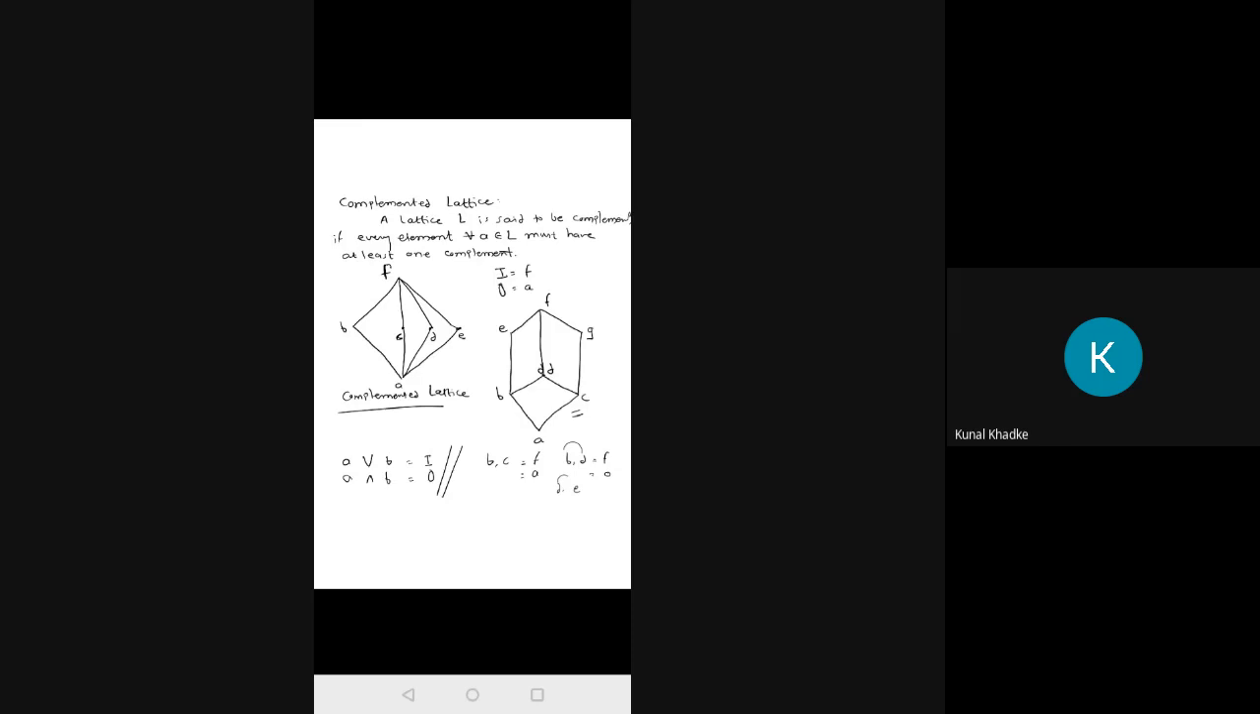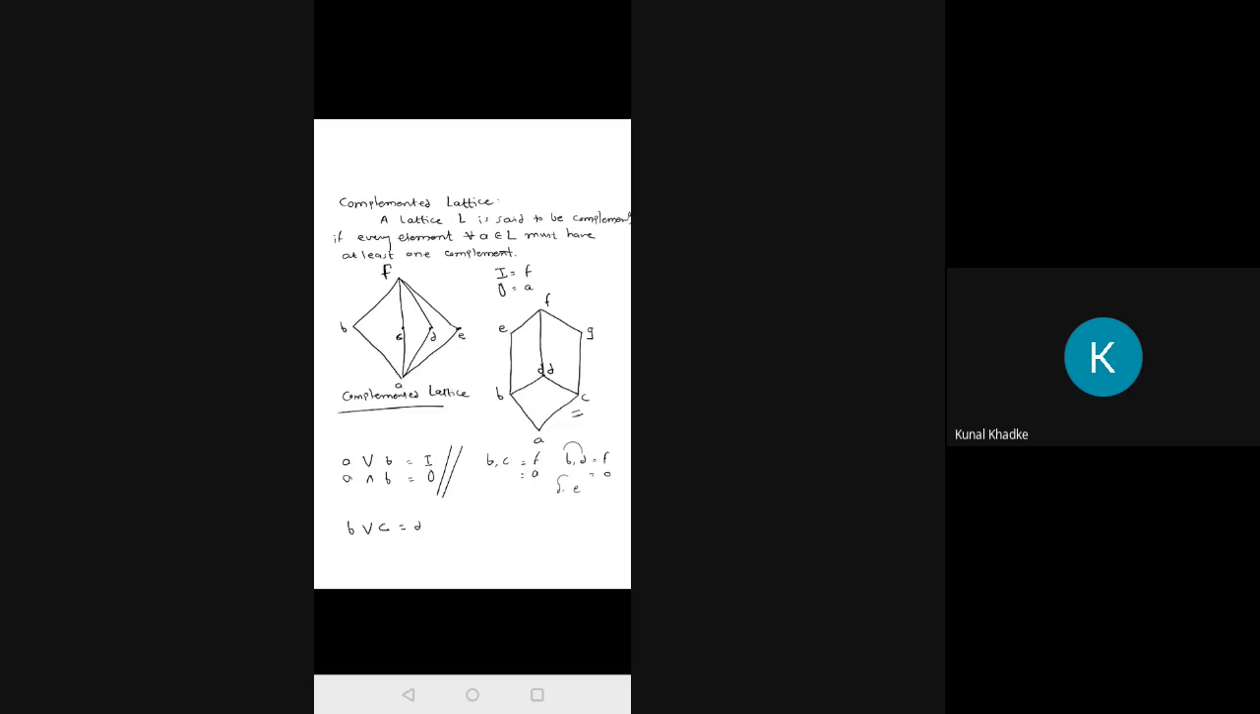If I take the pair B and C, tell me the upper bound, fast. For B and C, what is the upper bound? List the upper bound. Yes. So is it a complemented lattice? Is it complemented? Okay, no.